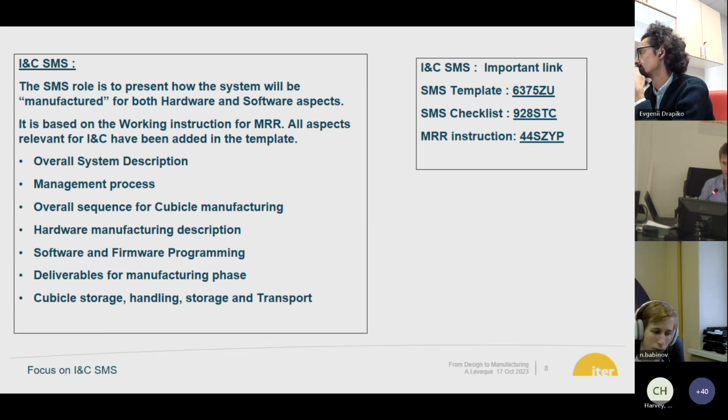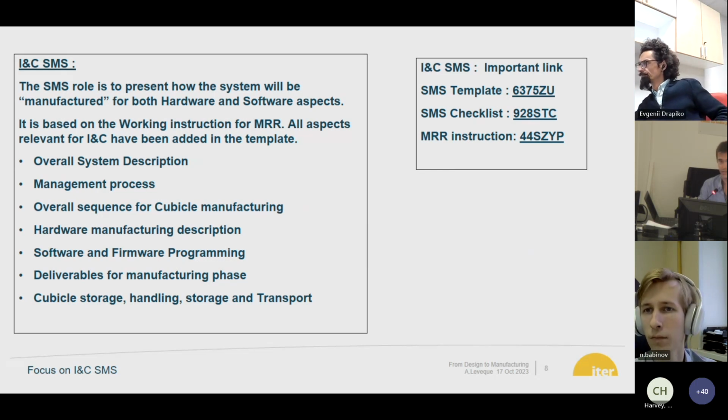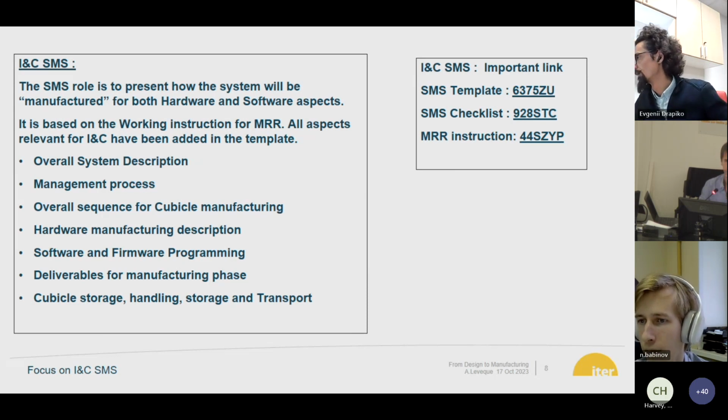I also put an important link, which is the overall MRR instruction. This last document is what we have been using to develop the SMS template. We tried to take all the criteria asked at ITER level which are relevant for the INC. So there is a lot of things about welding and big machinery that we skipped. We tried to focus on the INC aspect, what is relevant for INC, and we put it in the SMS template. So we didn't put anything in the template just to bother you. Everything is something that is found in this instruction.